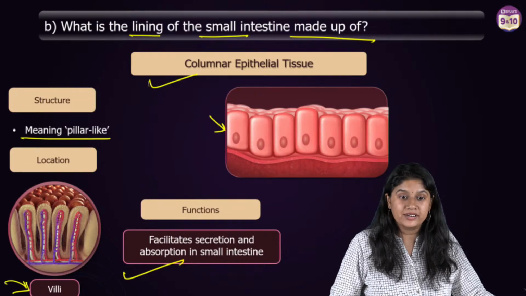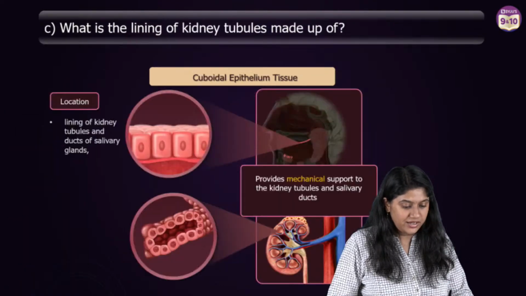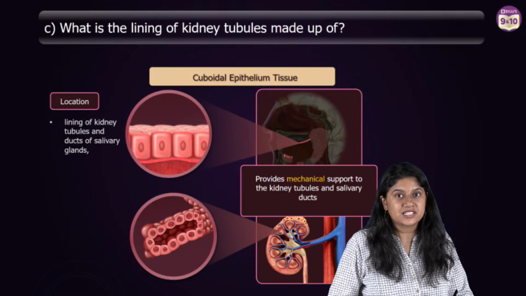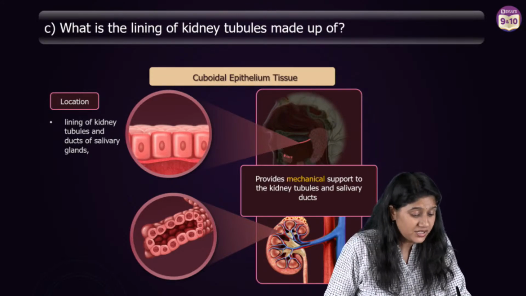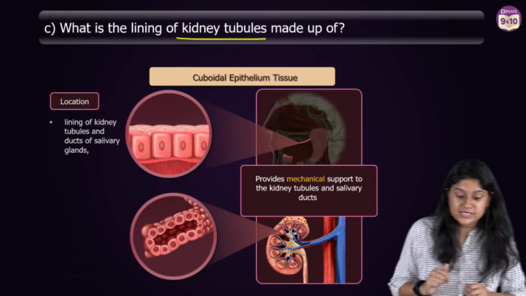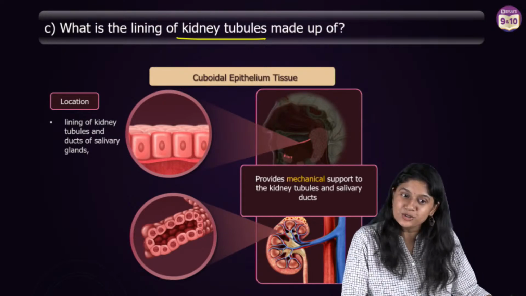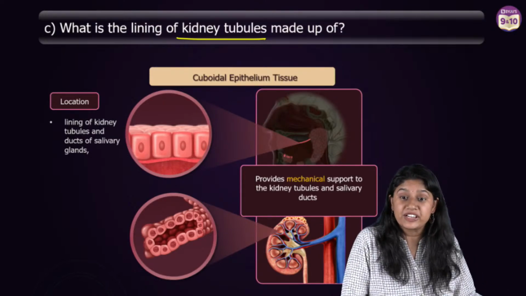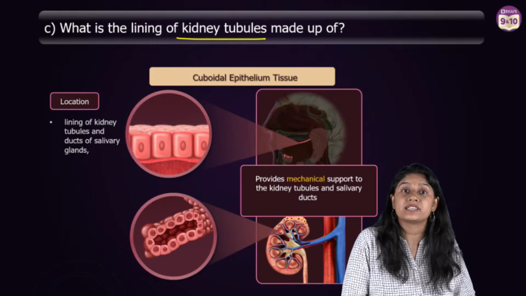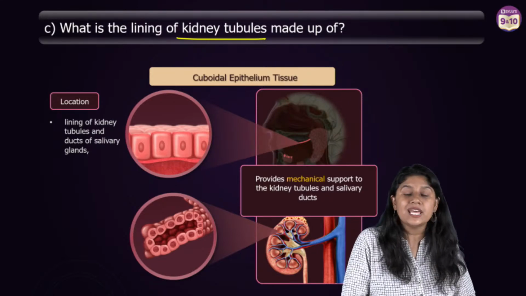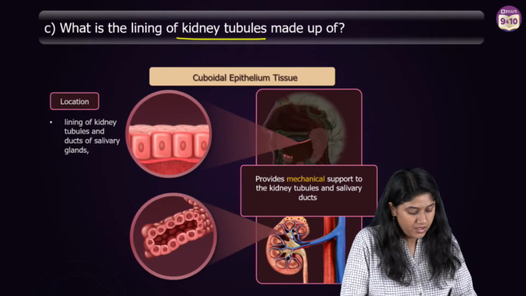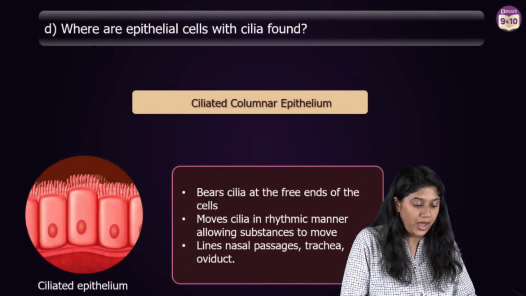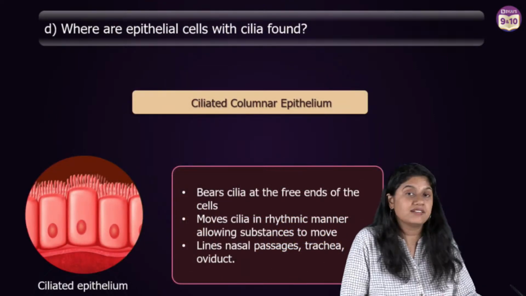Awesome, awesome everyone. Yes, the cuboidal epithelial tissue is the one present in the kidney tubules, everyone. Manju, villi are the finger-like projections present in the small intestine that help in the absorption of food. Last part, everyone, the D part, where are epithelial cells with cilia found?